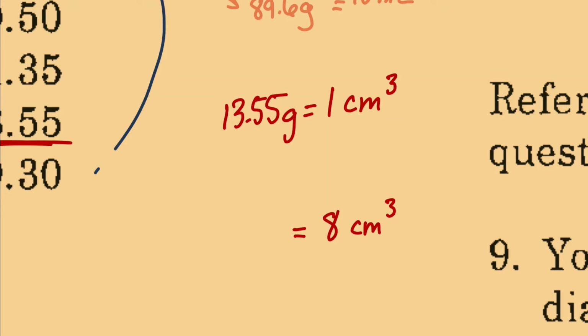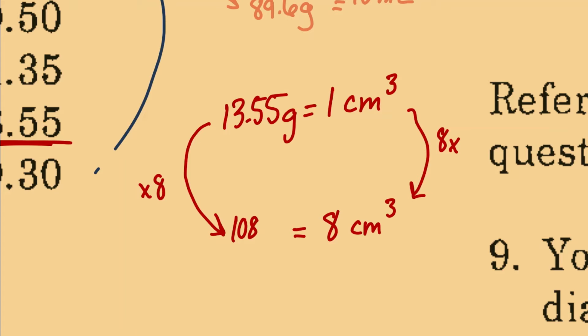So let's figure out how many grams are in 8 cubic centimeters. Well, this time I have not 10 times as many, but 8 times as many cubic centimeters on the bottom as I do on the top. So I'm going to also multiply my grams by 8. 13.55 times 8. I can do that on my calculator here. 13.55 times 8 gives me 108.4 grams is the mass of 8 cubic centimeters.